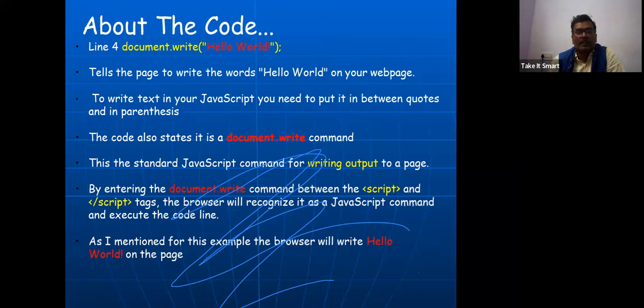Line number 4. document.write hello world. So write is a method or an inbuilt function, you can say, or it is like a print method. Whatever you write inside, it is going to display on the screen. Fine. So it tells the page to write the words hello world on your web page. To write text in JavaScript, you need to put it in between the quotes and the parentheses. To get the output, you require to write the desired output inside the double quotes and parentheses.